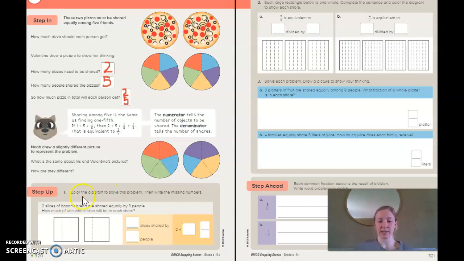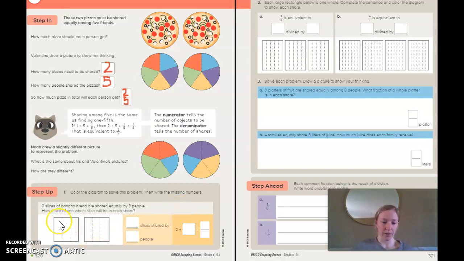Now we're going to go ahead and try the step up. It says color the diagram to solve the problem, then write the missing numbers. 2 pieces of banana bread are shared equally by 3 people. How much of 1 whole slice will be in each share? So you've got your 2 different slices of banana bread, okay? Each slice is being shared among 3 people. So they want us to color it in to represent that.